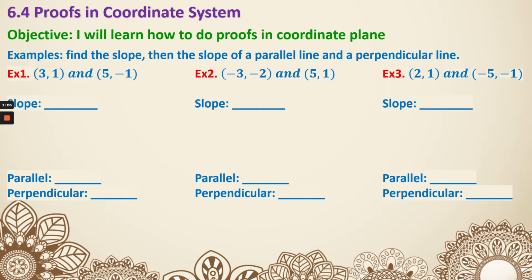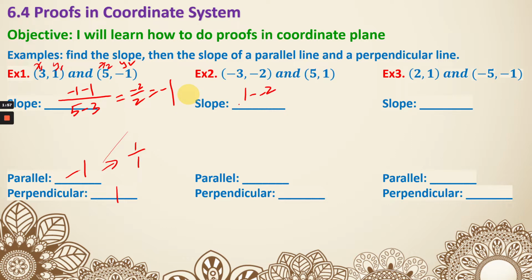Example 1, slope. x1, y1, x2, y2. So negative 1 minus 1 over 5 minus 3. That is going to be negative 2 over 2, which is negative 1. Parallel, the same, so negative 1. Perpendicular is the opposite, so it's got to be a positive. And 1 is just 1 over 1. So flip is the same thing. Perpendicular is 1.